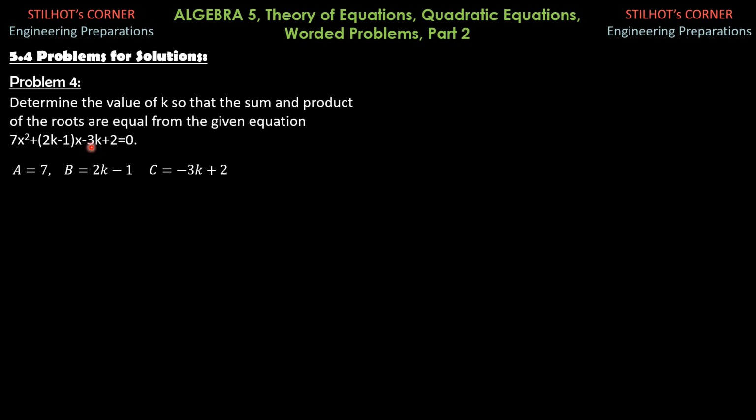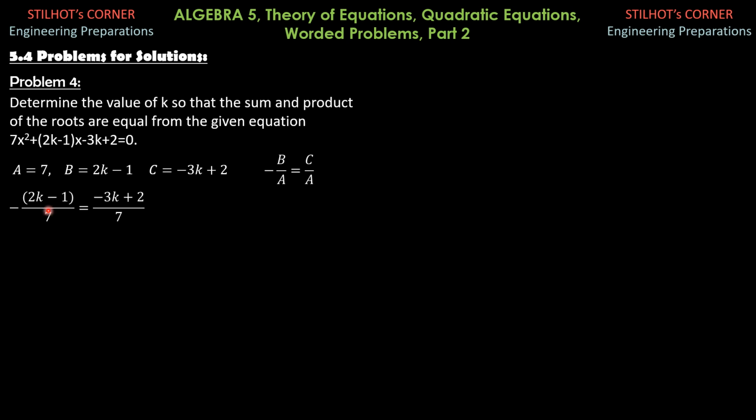So the condition here is the sum and product of the roots are equal. The sum of the roots is negative b over a, if you can recall the derivation, while the product of the roots is the constant, negative 3k plus 2 over a, c over a. So substituting, negative quantity 2k minus 1 all over 7 equals negative 3k plus 2 over 7.